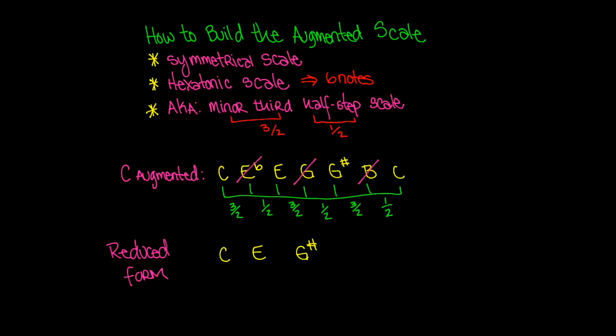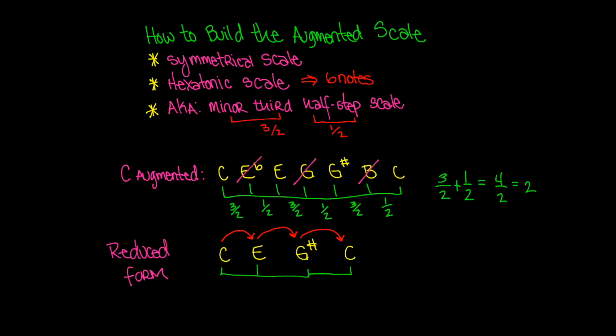Now, the reason why that's important is because we can notice some other patterns that occur with this. Actually, let's go one step further and put them all in here. If we do that, 3 halves plus 1 half is going to give us 4 halves, which reduces to 2 whole steps. And that's what we're seeing here. We're seeing 2 whole steps, 2 whole steps, and 2 whole steps.